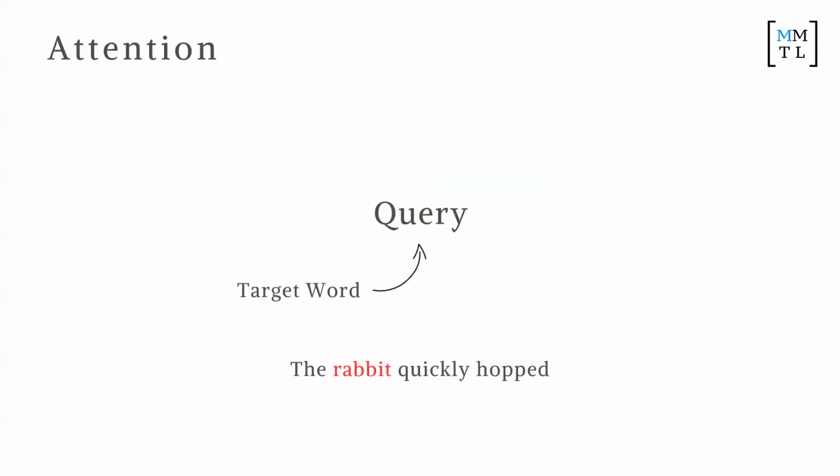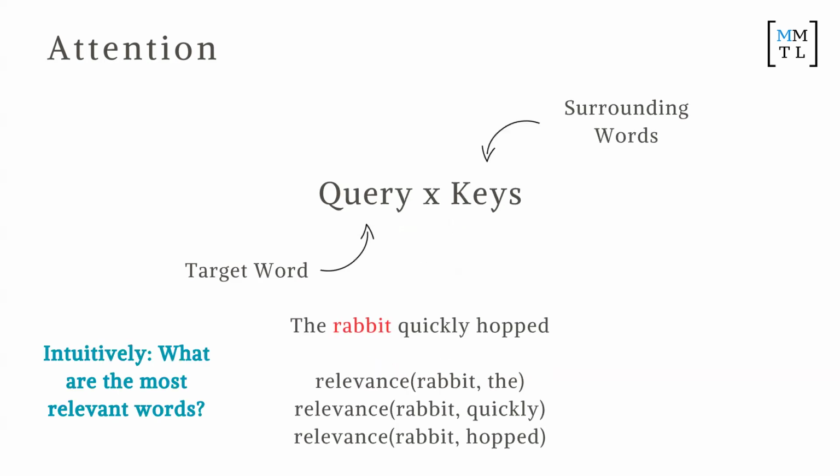Now, let's take a look a little bit more strictly at what it actually looks like, this function called attention. First, we have what's called a query, which is the target word. For example, if we have the sentence "the rabbit quickly hopped", our target word might be rabbit. But it could switch. It could be quickly and then hopped, so it takes turns. Then we have keys, which are the surrounding words. Intuitively, it looks around and asks, what are the most relevant words to this?